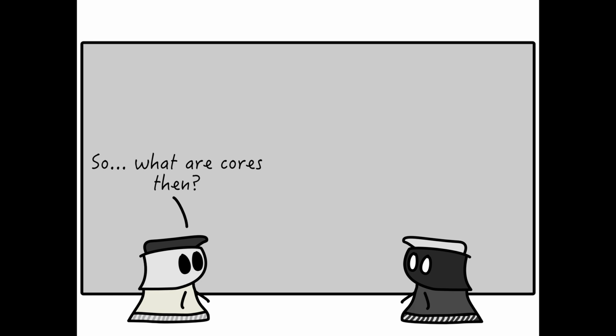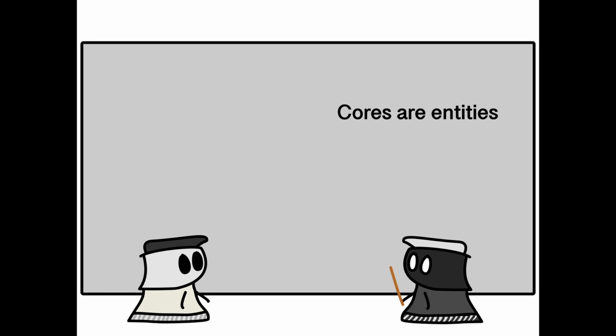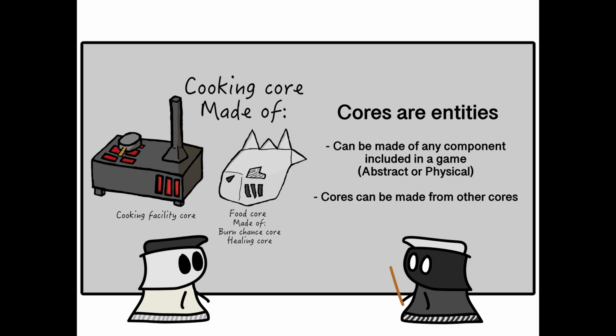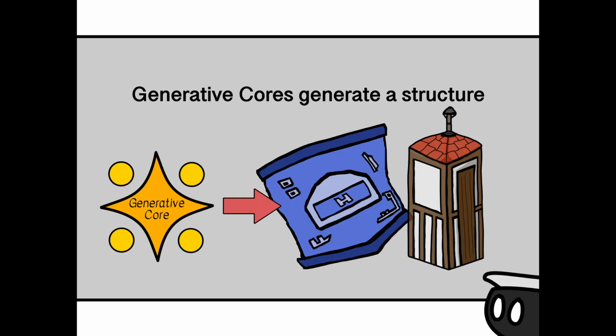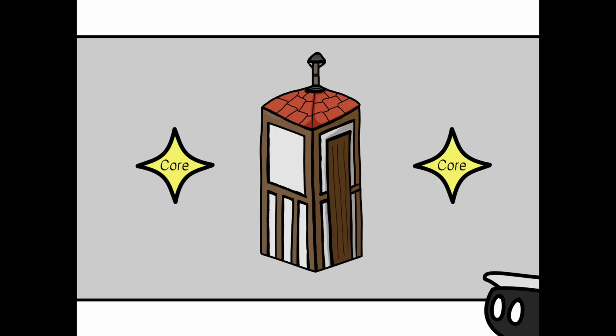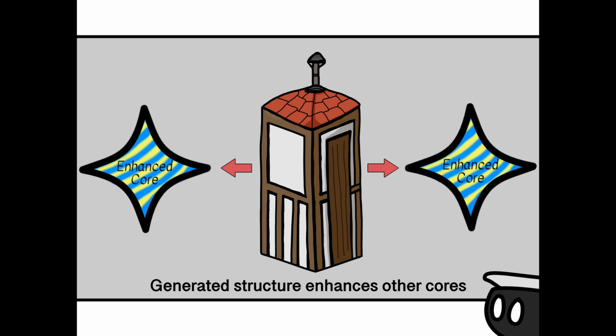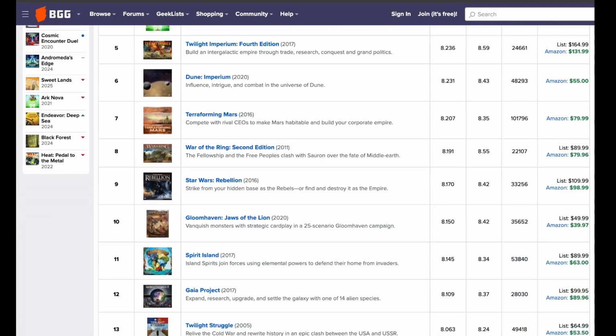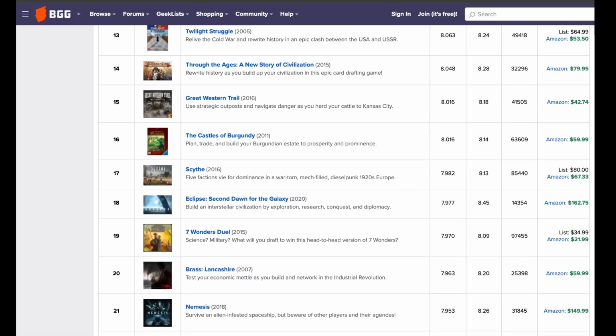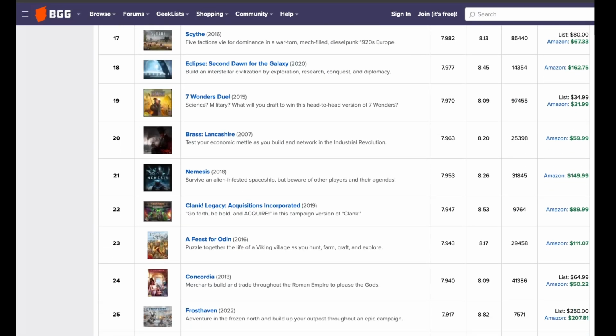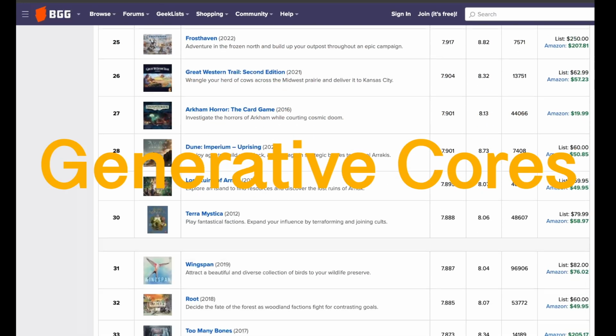In short, cores are a sort of entity that can be made up of any component that comes in a game, and cores themselves can be made up from other cores. With that in mind, let's analyze what a generative core is. Generative cores generate the structure, hence the name generative, and this structure affects other cores of the game in a way that makes them profound, that allows other cores to unfold and reach their full potential. If you've ever played any game in which you've thought that all its mechanics fit so cleverly, chances are you have played a game with generative cores.